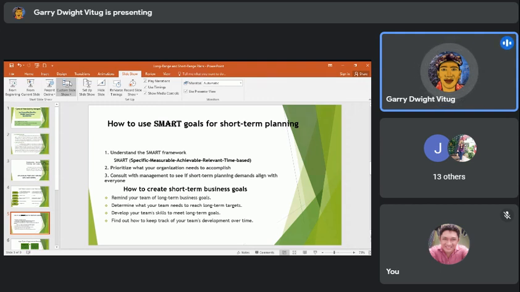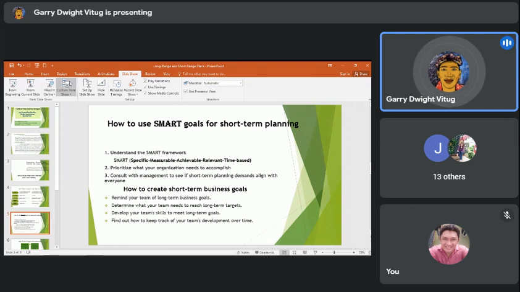Then number 2 po, determine what your team needs to reach long-term targets po. So once you review your organization's long-term goals and understand your team's demands, determine what your team needs to be successful po. It could be access to new technology since nasa digital age na po tayo ngayon. Then more training and current technology in place or a larger staff to hit short-term targets po.